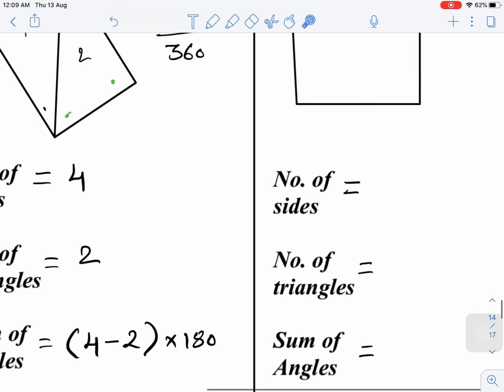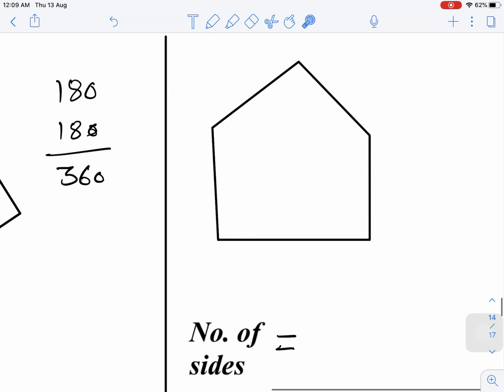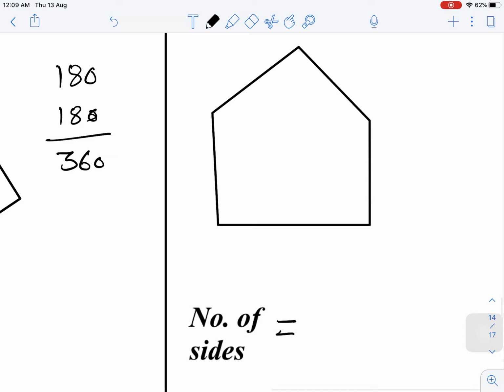Let us confirm it by having one more example. Our next example is a pentagon. In this pentagon, how many sides are there? 1 2 3 4 5 sides. So there are 5 sides. Now in this pentagon, if we draw this line and this line, remember that we are not joining this line. Why? If we join this one, then we will get an overlapping triangle. We don't want an overlapping triangle.